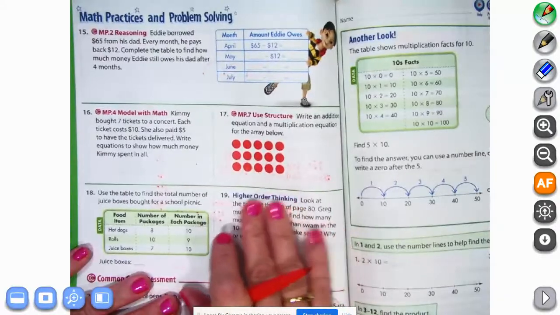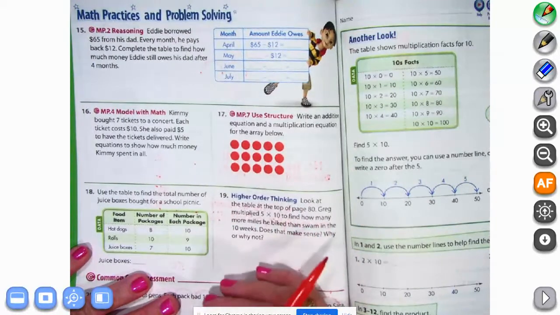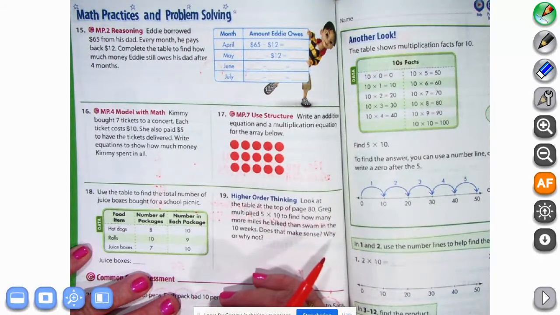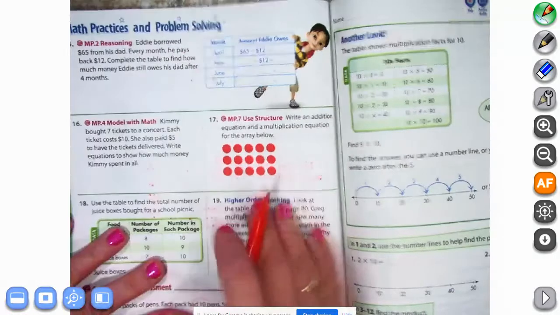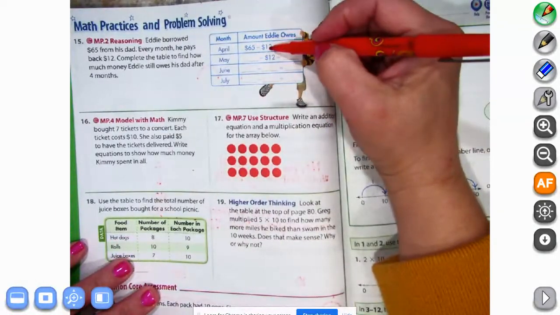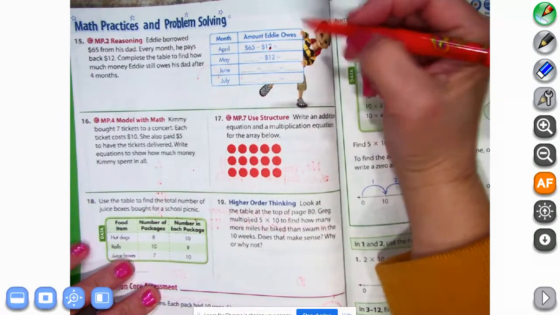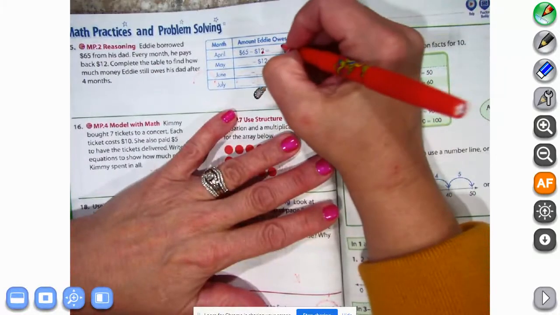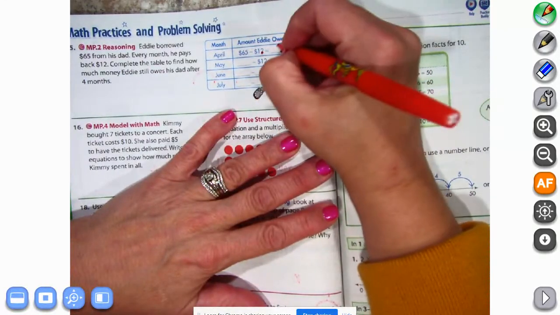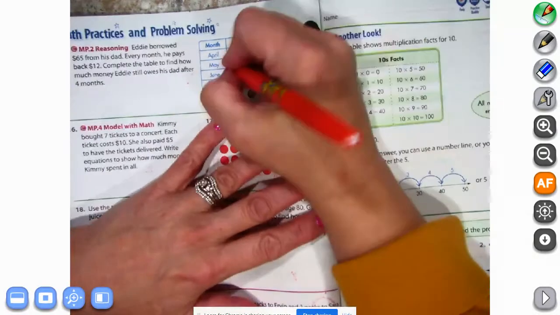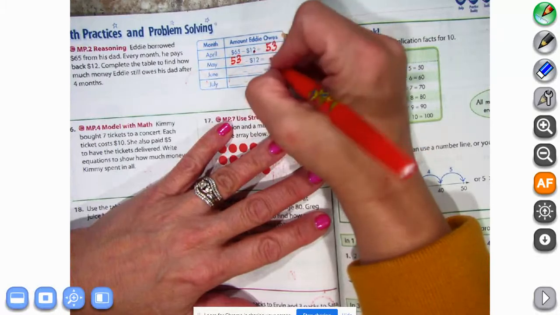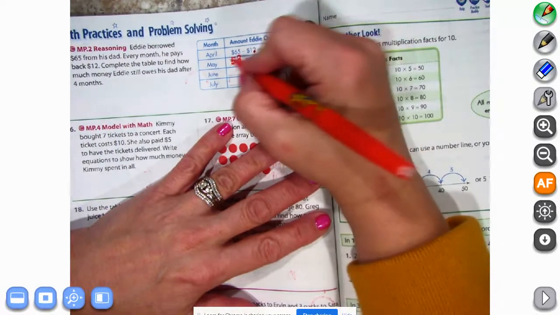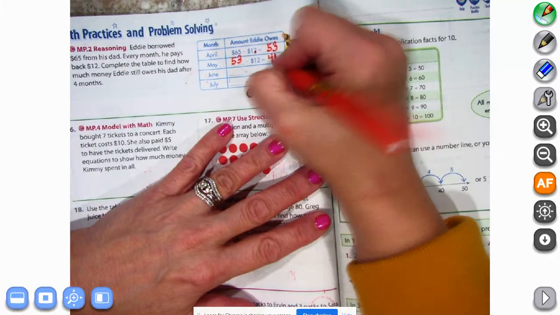Number 15 says, Eddie borrowed $65 from his dad. Every month he pays back $12. Complete the table to show how much money Eddie still owes his dad after 4 months. All right, so they started out at 65 and he paid 12. So 65 minus 12, 5 minus 2 is 3, 6 minus 1 is 5. In May, 53 minus 12, 3 minus 2 is 1, 5 minus 1 is 4.